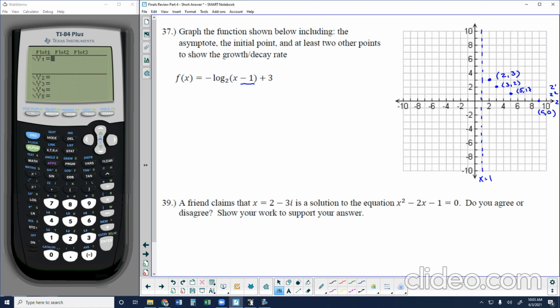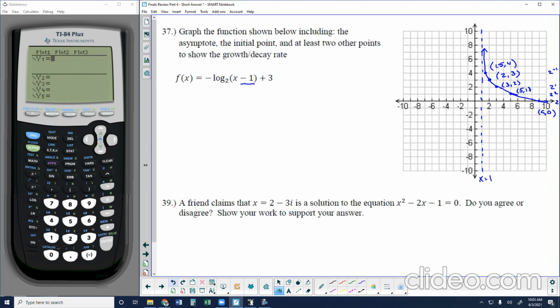Now, if I move up a line from my initial point, so here's my initial point at (2, 3), if I move up one line from (2, 3), I would be 2 to the negative first power units from the asymptote, or 1/2 unit from the asymptote. So this would be at (1.5, 4). Here I've included far more than just 2 additional points to the initial point to show my exponential growth, but this allows me to sketch in the curve. Now, this is how I would graph without the use of technology.